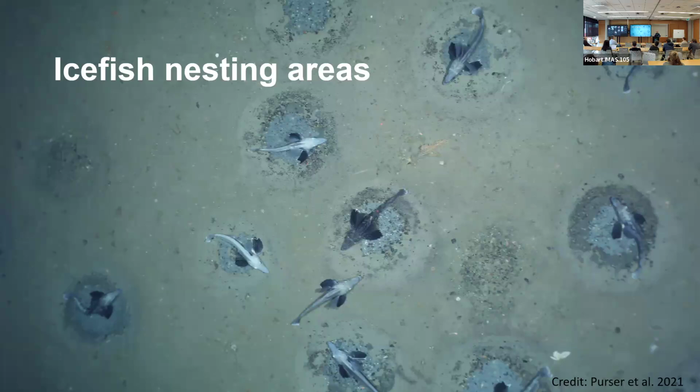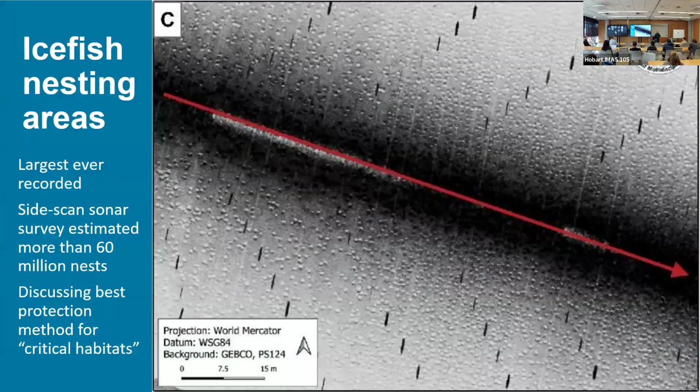So back in 2021, Germany found this ice fish nest area. Usually when you see ice fish nests, there's 1 or 2 at a time. You see them here or there, not a big deal. They said, oh, wow, there's actually quite a few of them here. We'll put down some side scan sonar and do a survey. And they did a survey there, and all those little black marks in that side scan sonar image are individual fish nests. And in the area they surveyed, they estimated more than 60 million nests, the largest one ever found.